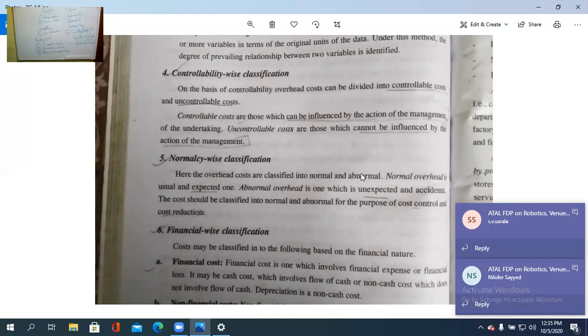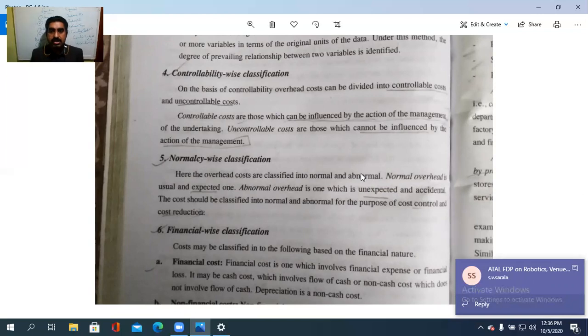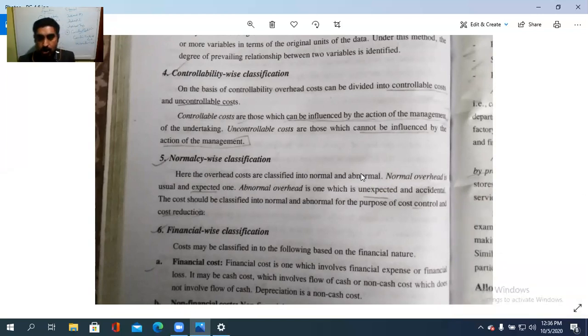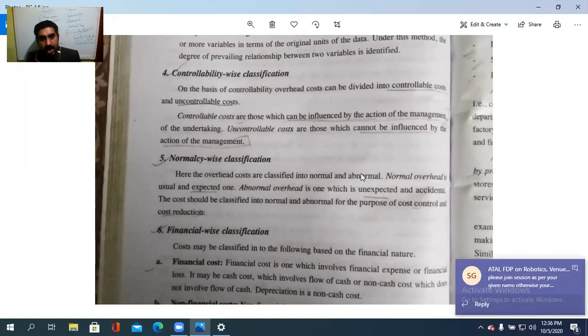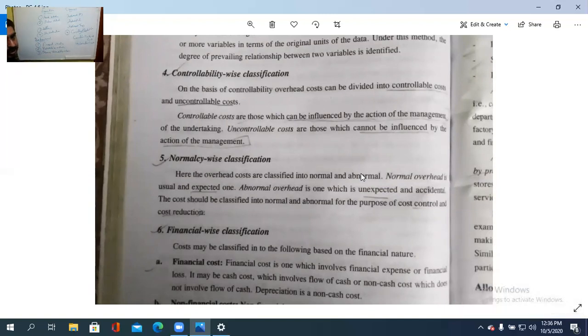That is uncontrollable cost. So on the basis of controllability, the overhead cost can be divided into controllable cost and uncontrollable cost. Controllable costs are those which can be influenced by the action of the management of the undertaking, while those which cannot be influenced by the action of the management are uncontrollable cost. But we can control up to a certain extent by the measures or methods adopted by the management. That is the case with controllable, while uncontrollable costs are those which cannot be avoided.